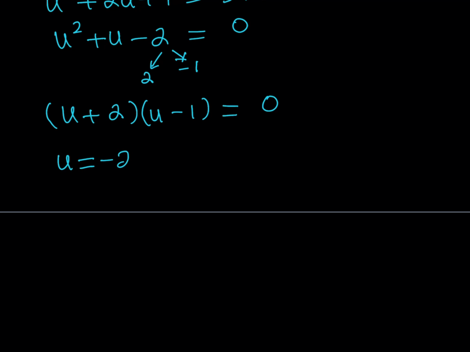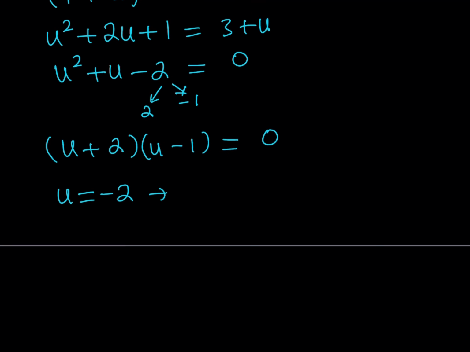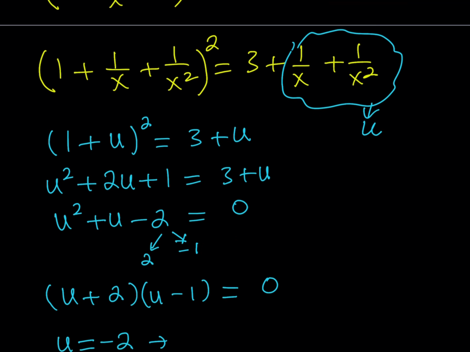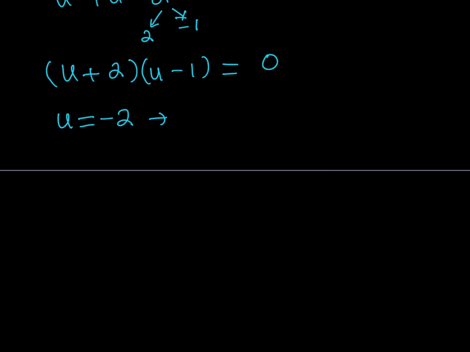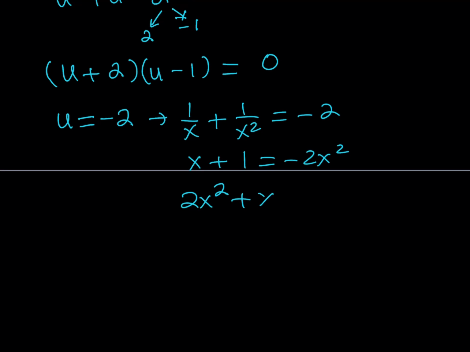So first solution I'd like to take a look at is u equals -2. This implies, because remember what we used u for, 1 over x plus 1 over x squared, that 1 over x plus 1 over x squared equals -2. Let's go ahead and simplify this by multiplying both sides by x squared. That gives us x plus 1 equals -2x squared. Put everything on the same side, 2x squared plus x plus 1 equals 0. And interestingly, for this polynomial equation, we're not just interested in real solutions, we are interested in all solutions.